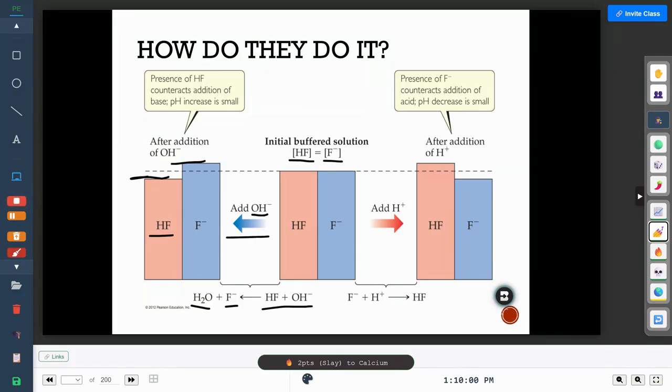And then over here, I add the hydronium ions. Does that decrease the pH much? No, because even though I added hydronium ions, it combined with the fluoride, and so it took a strong acid and turned it into a weak acid. And so I've got a low amount of change because I have a weak acid that is a greater amount of product there, but it does not have nearly as much of an impact on my pH as my strong acid does. Okay, so this is how you can use a buffer to prevent pH changes.